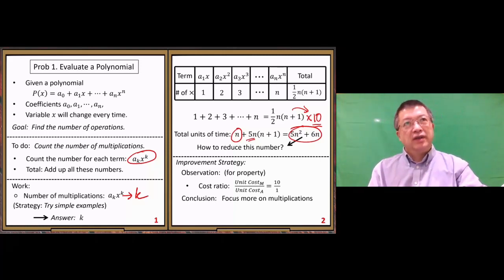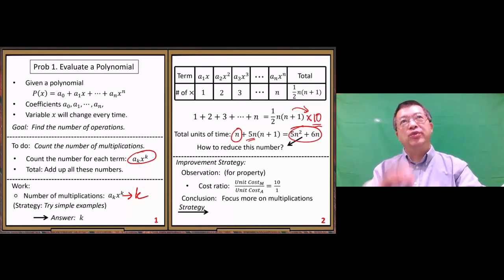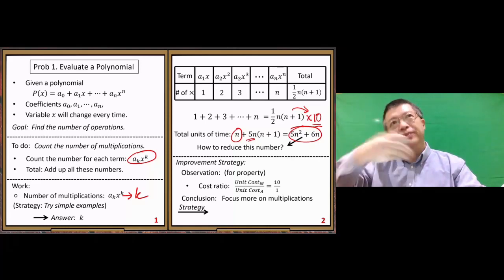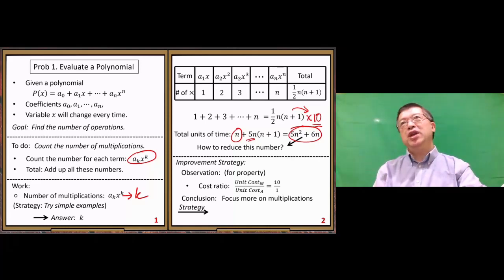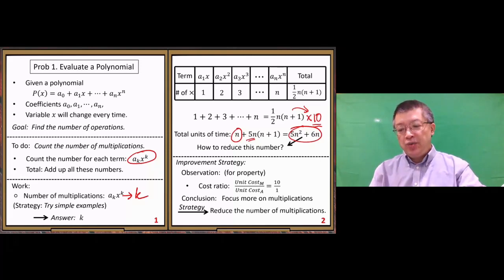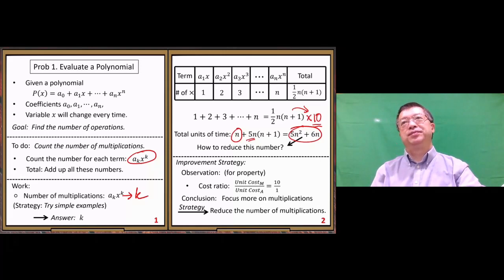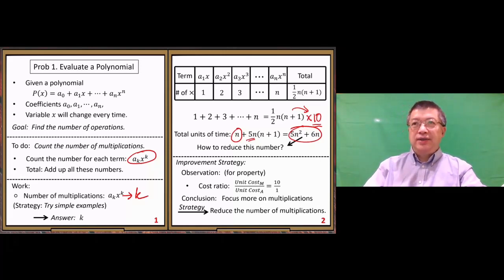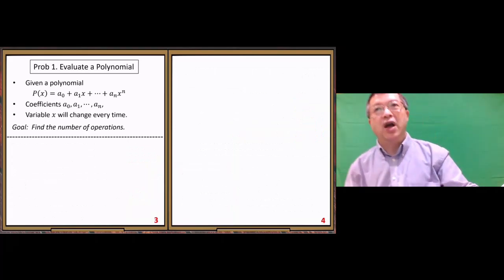So let's make a summary for this step, strategy. After the conclusion, we convert it to another strategy we need: reduce the number of multiplications. All right, so let's keep going to solve this problem.